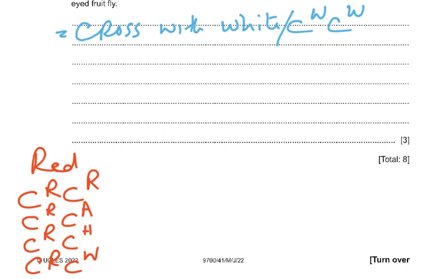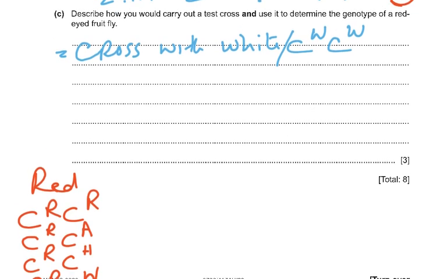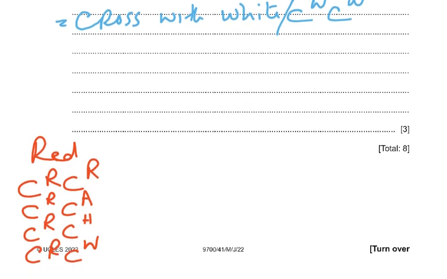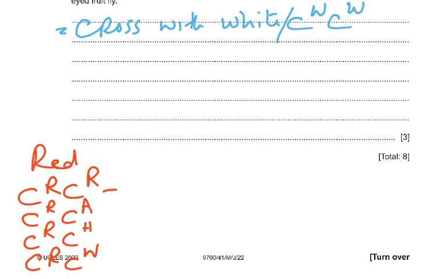Now it says describe how a test cross is used to determine the genotype of a red-eyed fly. Now the red-eyed can be only CRCR, CRCA, CRCH, and CRCW. Now we want to find out what is the genotype of the red. So when you cross it with CWCW, if all are red, then it's CRCR. If some are red and some apricot, then CRCA. And if some are red and some honey, then CRCH. And if some are red and some white, then CRCW. Well, simple.